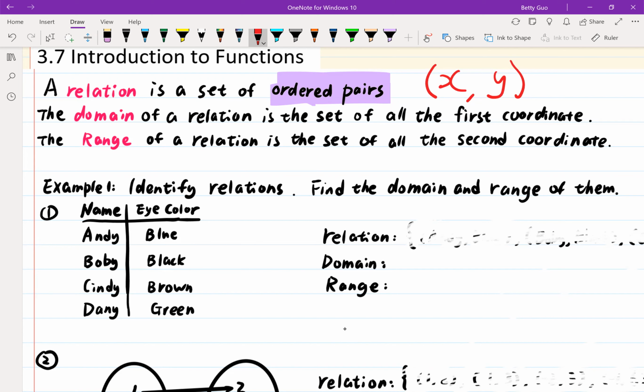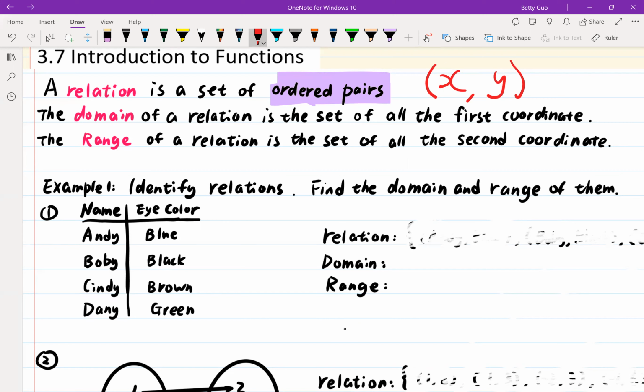Before the comma, that's the first component. After the comma, behind the comma, that's the second component. The order of the two components matters. You cannot randomly switch the order of the two components. Okay, so this is ordered pairs. In anything, if the thing can be written as a set of ordered pairs, then the thing is a relation.